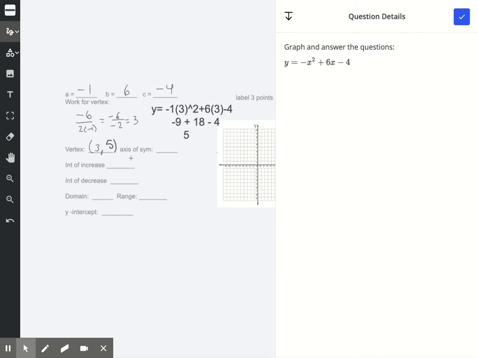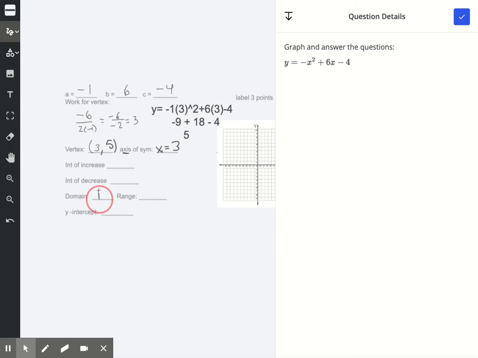Now my axis of symmetry comes from my vertex. Remember, what letter do you see in there? X. I want you to think, X equals whatever the x is in my vertex. What's my x in my vertex? 3. X is 3. Okay.